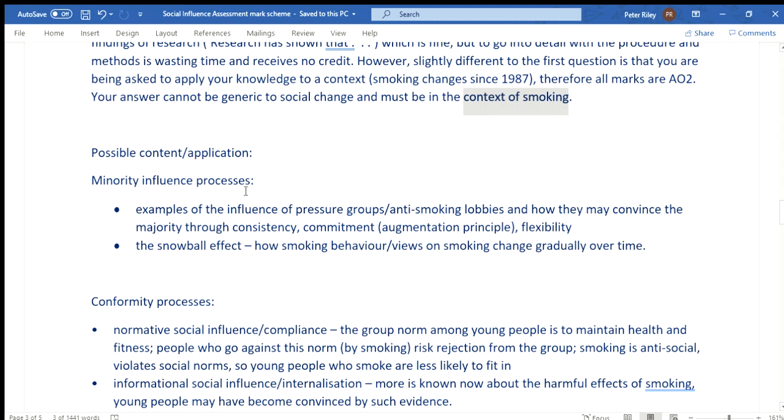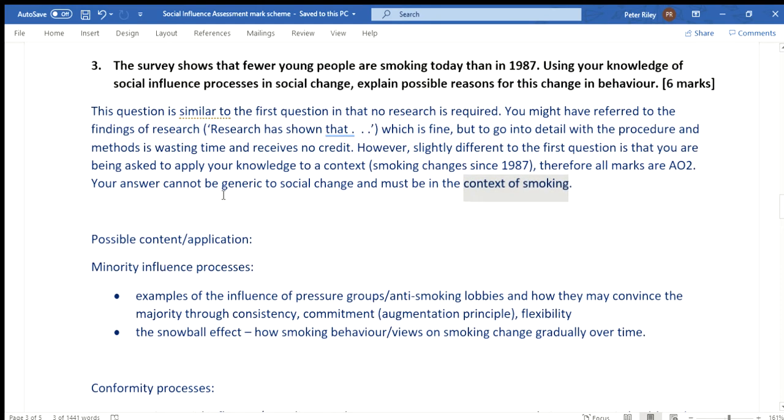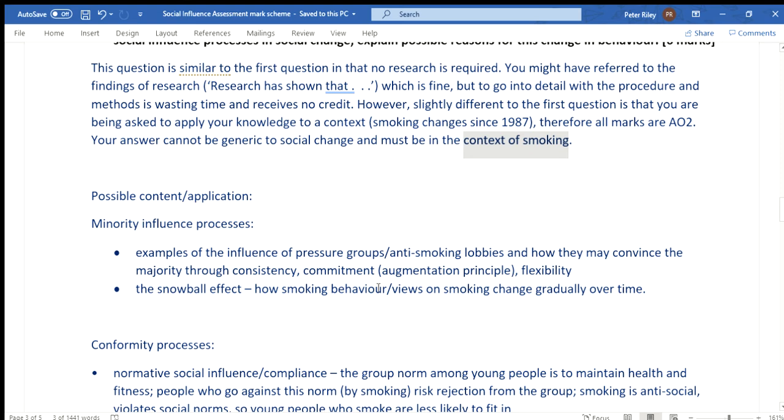So things that you could talk about, minority influence. Well, we can see that in 1987, the non-smokers were the minority compared to the smokers, and then that changes in 2017. So you could refer to anti-smoking groups or health campaigns being the minority, or the non-smokers being the minority, and the fact that they remain consistent with their argument, they are committed, or that they are flexible, demonstrates key fundamental processes that Moscovici showed us that can start to influence the majority and make the majority start to experience cognitive dissonance. So the consistency can refer to the same health campaigns being promoted.